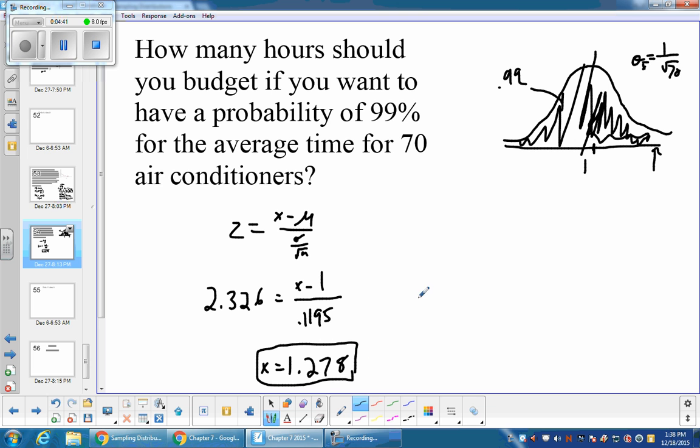So that's the value, 1.278. That's how many hours that you'd need to budget to make sure that you would be able to get 99% of the things done in time.